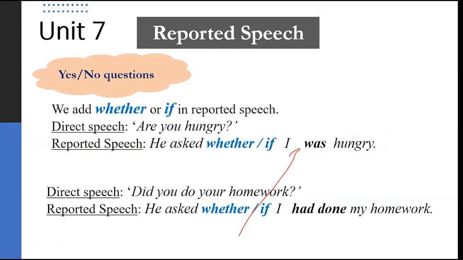Okay, the next type of reported speech is the yes or no questions. The yes or no questions, we always use whether or if. Okay, for example, we have the direct speech, are you hungry? If we want to change it to reported speech, we say he or she asked, and أول شيء نكتبه, the first thing you have to do is put one of these keywords. You either choose whether or you choose if.